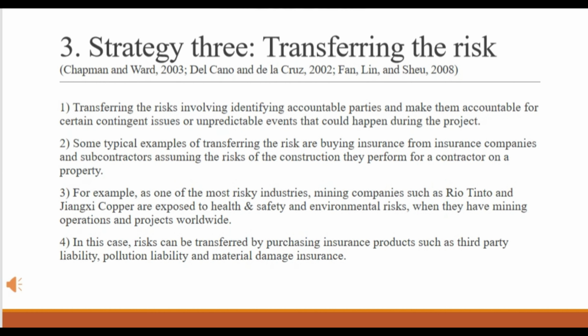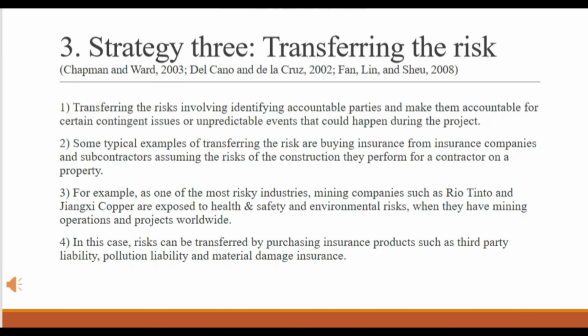The third useful strategy for PRM is risk transferring. Firstly, transferring the risk involves identifying accountable parties and making them accountable for certain contingent issues or unpredictable events that could happen during the project. Secondly, some typical examples of transferring the risk are buying insurance from insurance companies and subcontractors assuming the risks of the construction they perform for a contractor on a property.